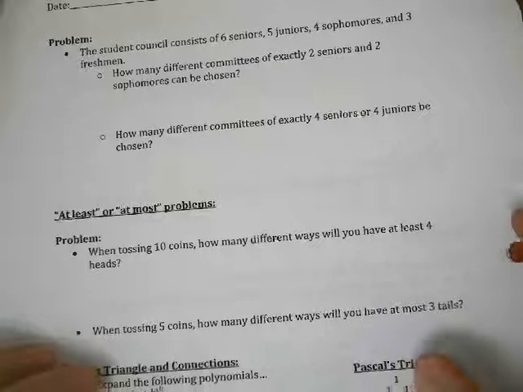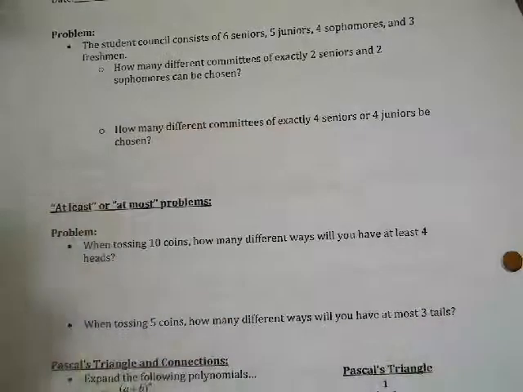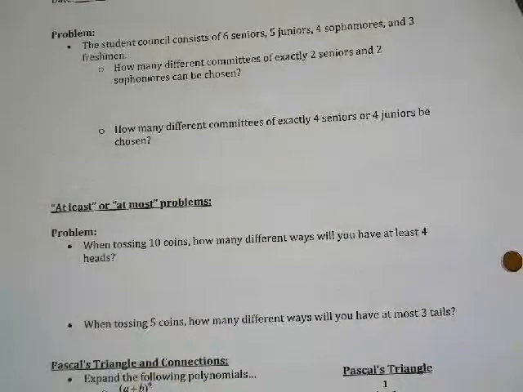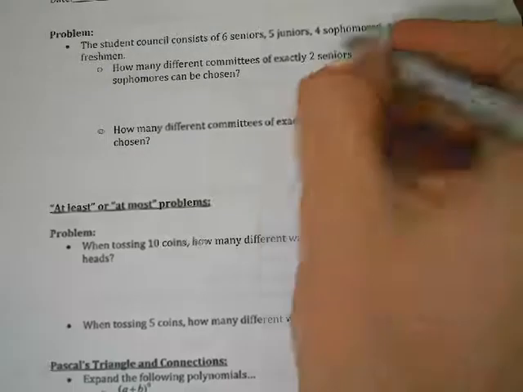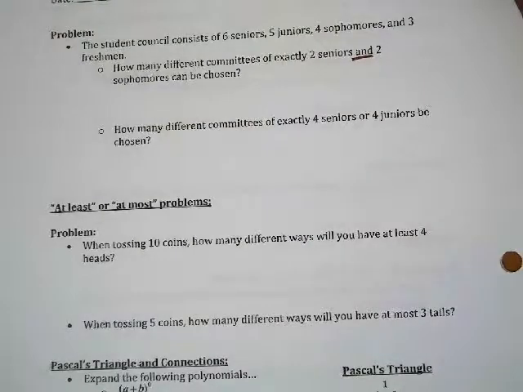All right, so here's our last examples here. The student council consists of 6 seniors, 5 juniors, 4 sophomores, and 3 freshmen. How many different committees of exactly 2 seniors and 2 sophomores can be chosen? So I want to draw your attention right away to that word and. That usually means we're going to be multiplying something. But let's take a look.